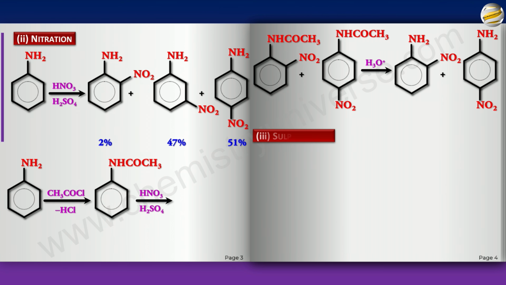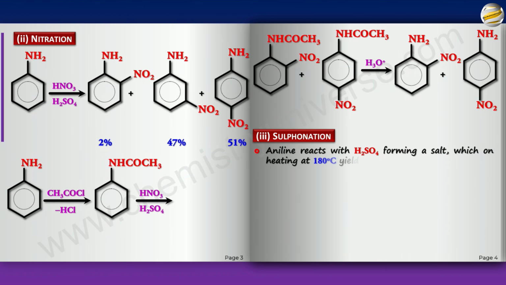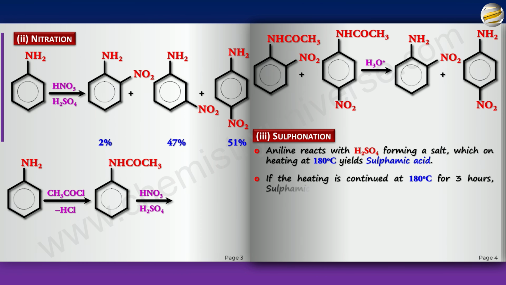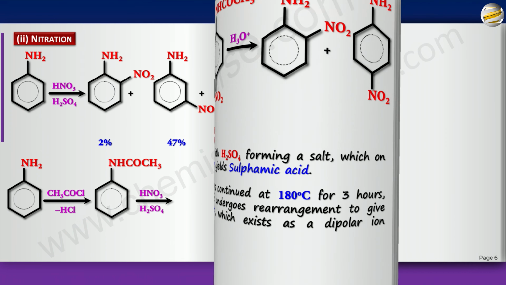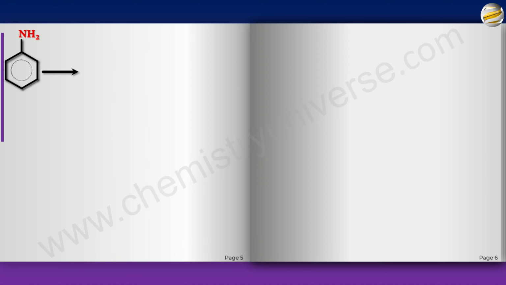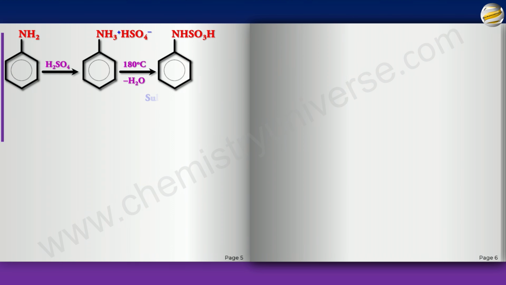Similarly, when you do sulfonation, now aniline reacts with sulfuric acid forming a salt which at 180 degrees on heating yields sulfamic acid. Now, if the heating is continued for up to 3 hours, then it will undergo rearrangement and that will give you the sulfonate ion. So it's a zwitterion. So what I mean is that you take aniline, you do sulfonation, you will first of all get the salt. Heat it to 180, it will lose water and you will get sulfamic acid.